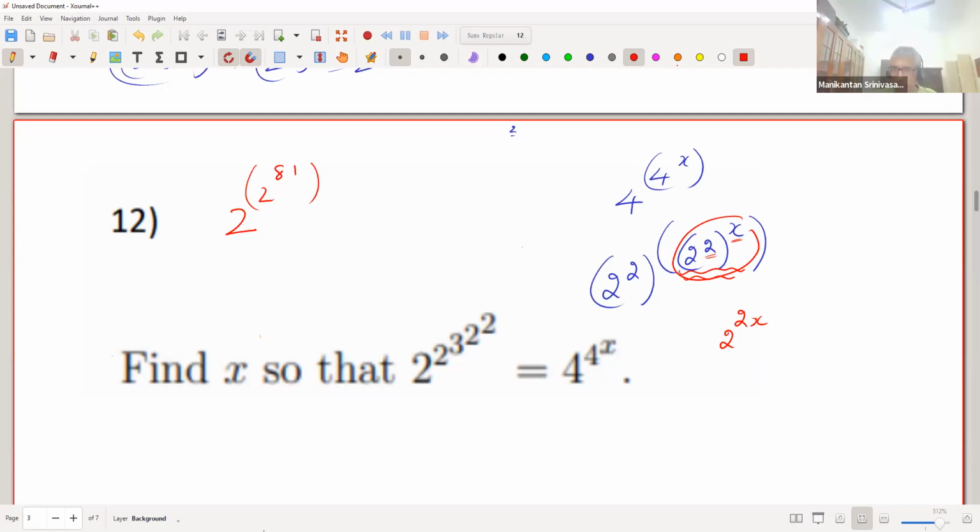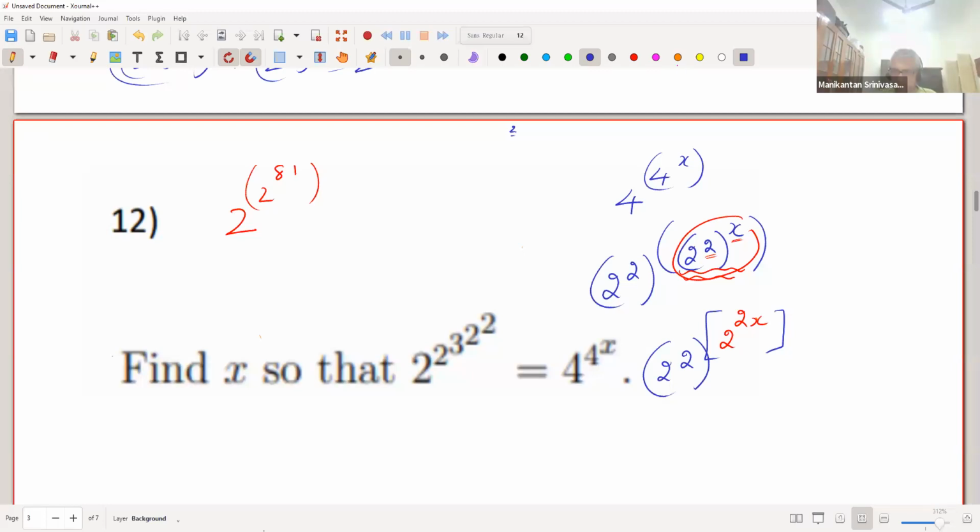Here it's bottom up only. It's 2 power 2 first, and then that gets raised to the power x. So it's 2 power 2x. So what we have here is 2 power 2, whole power 2 power 2x.